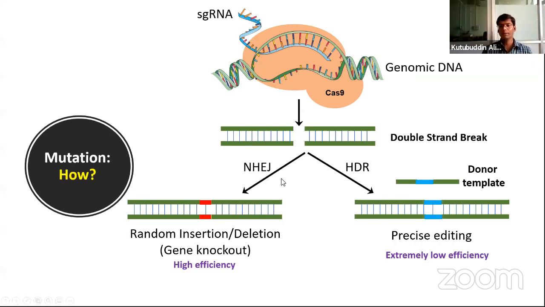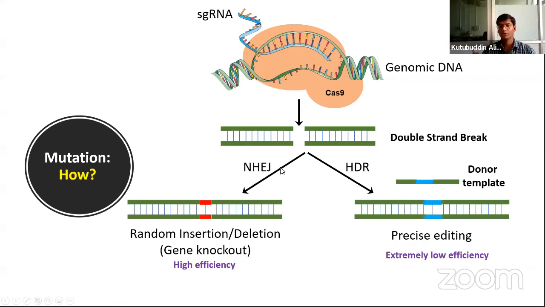Now, what happens when there is a double strand break in the genomic DNA? DNA is very important for any cellular organism, so the cell takes it very seriously. This is a very bad situation for the cellular environment, so the cell tries to repair this kind of break made by Cas9 immediately. It goes towards two different pathways. One is NHEJ, non-homologous end joining. The other is homology-directed repair. Among these two, the NHEJ pathway is the more predominant one.